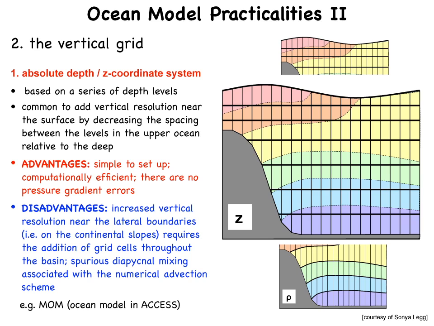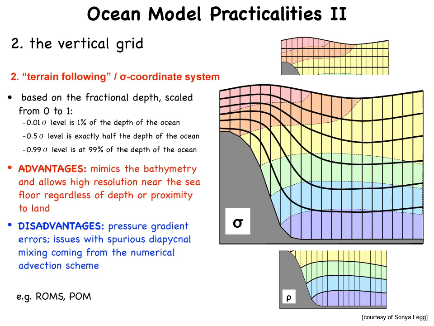Okay, all right, the next one that you have on the shelf to choose from is something that people call terrain following, or a sigma coordinate system. Instead of being based on depth levels, this is based on fractional depth levels that are scaled from 0 to 1. What I mean by that is the 0.01 sigma level, if you heard that term, corresponds to the first 1% of the depth of the ocean. The 0.5 sigma level is exactly half the depth of the ocean, and the 0.99 sigma level is at the 99% level of the ocean.